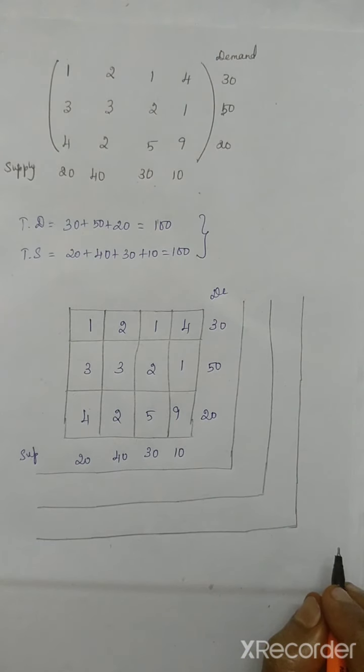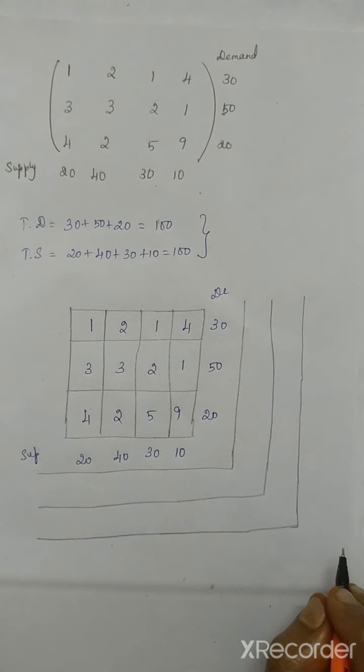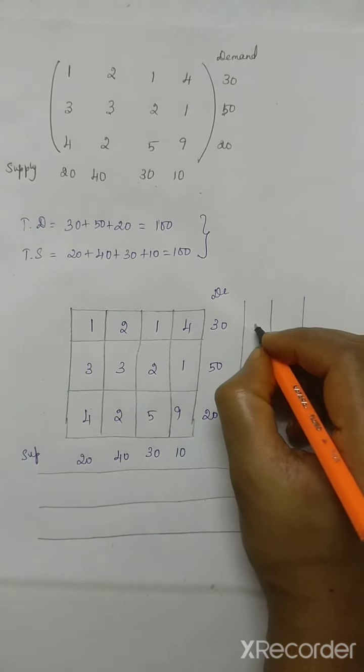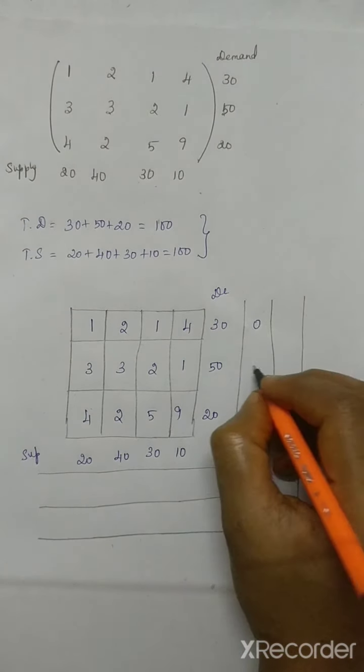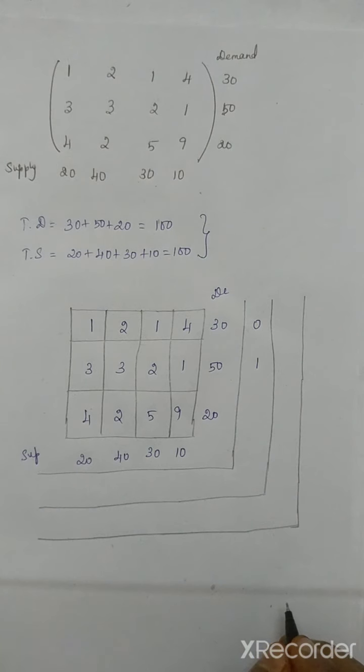For the first row, the smallest two values are 1 and 1. So the penalty value will be 0. For the next row, 2 and 1. So the difference is 1. For the third row, the smallest two values are 4 and 2. So the difference is 2.